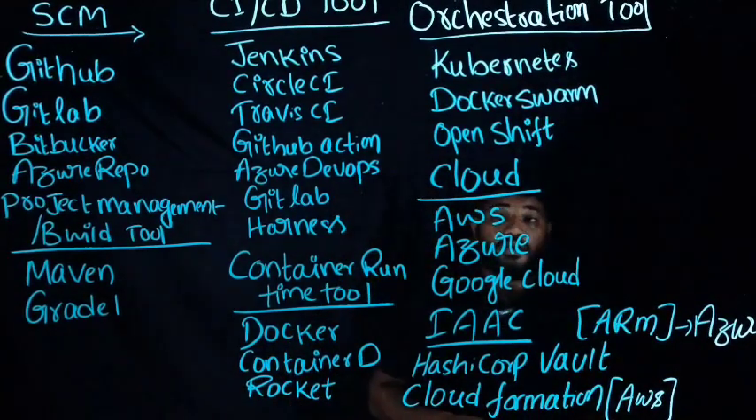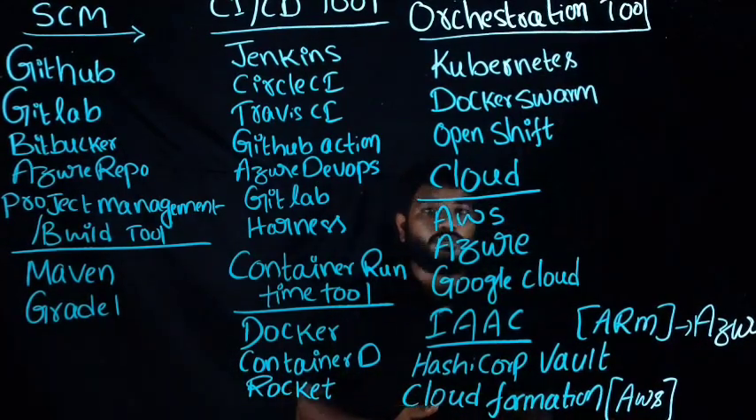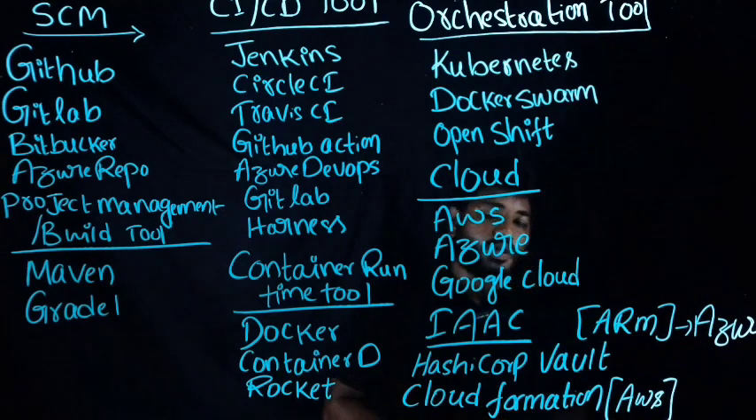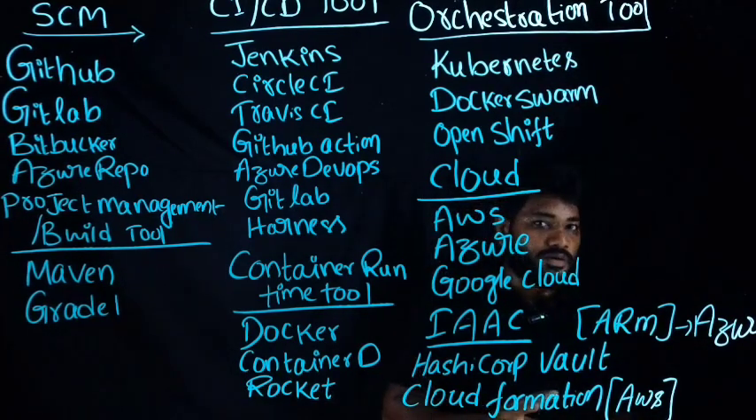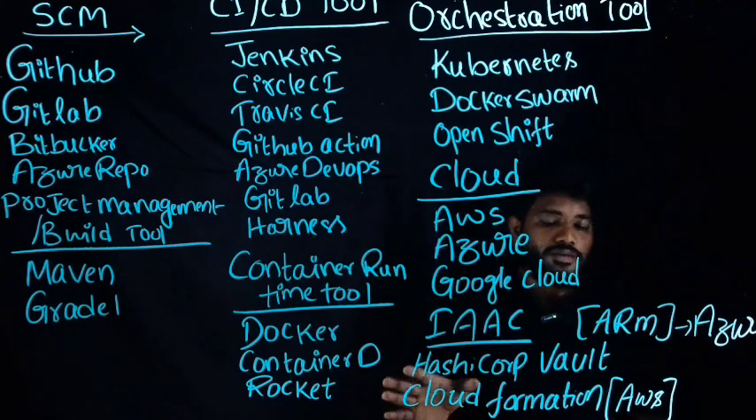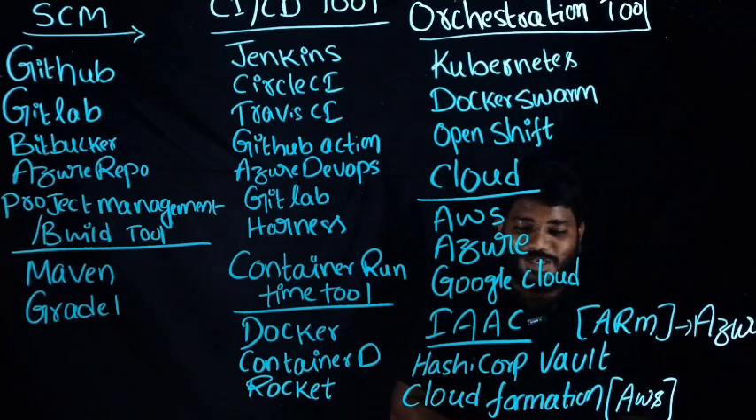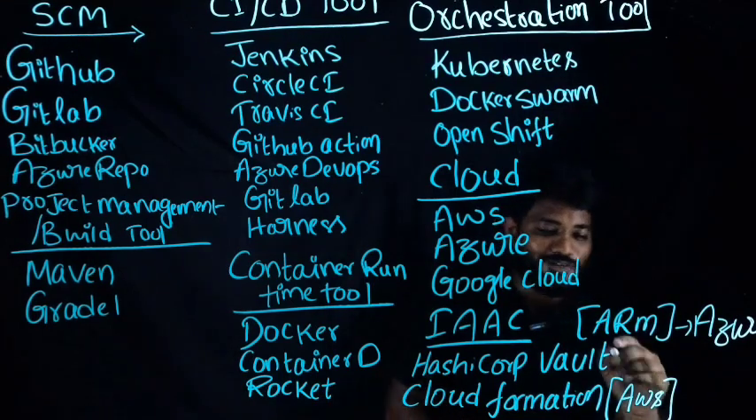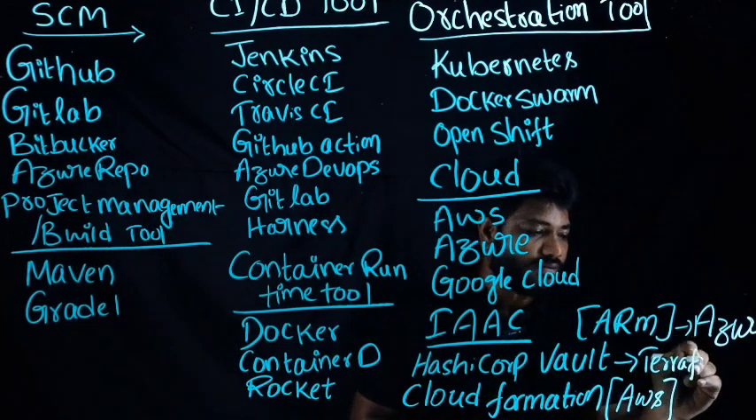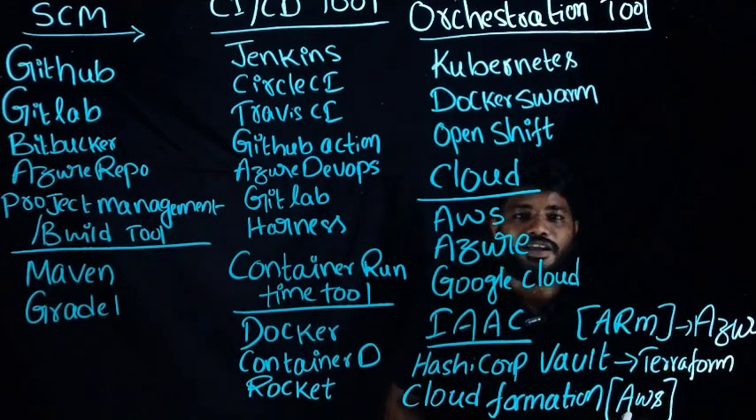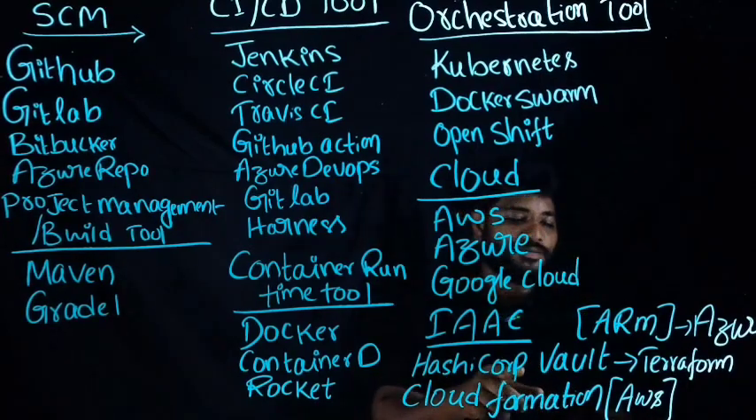So it's up to you. If you are using AWS Cloud and you want to make your infrastructure as code, in that situation you can use CloudFormation. That's up to your requirement. And if you don't want to use that, you can use HashiCorp Vault. Sorry, I forgot. I mentioned HashiCorp Vault, my bad. It's Terraform. I'm sorry, I forgot to mention the name, but instead I wrote Vault, my bad.